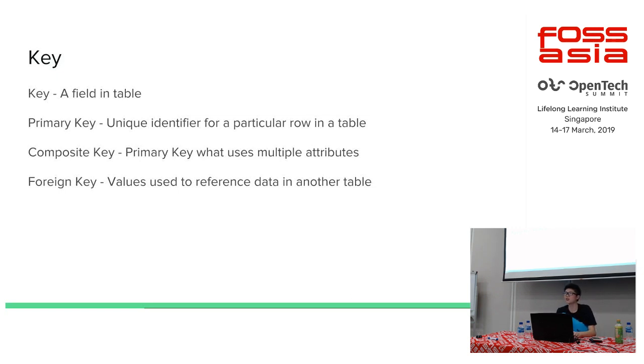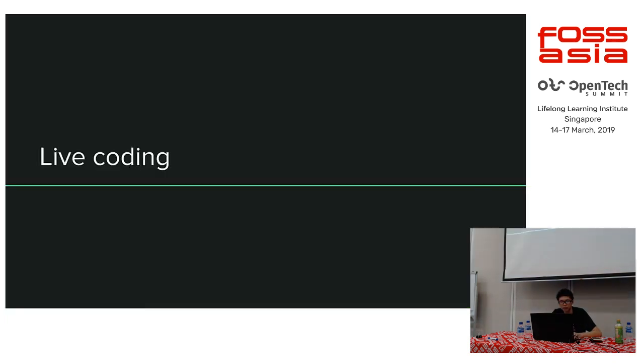A foreign key is basically like, imagine you have an Excel file with multiple sheets, and a foreign key is using one data value from one table to reference another table. Typically, you'll be using a primary key in one table to reference another one, but that's not always the case. Okay, so now we'll be moving on to live coding.